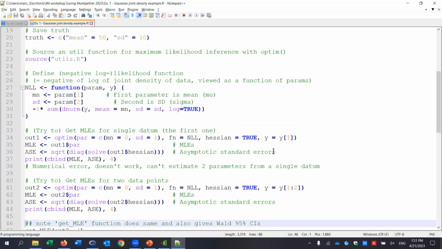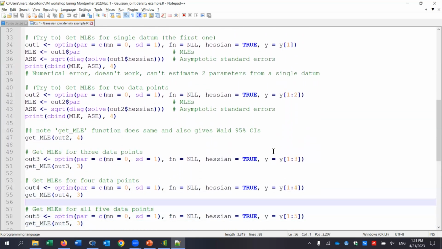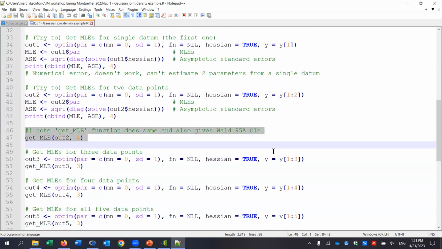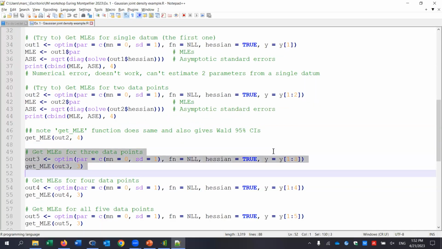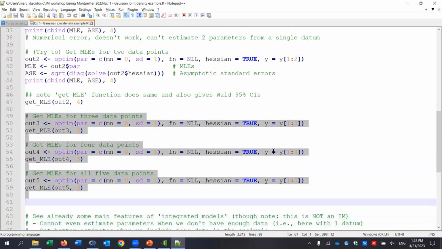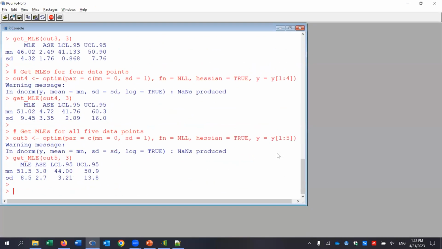Which is nice. Then we have this function here, which extracts the mean and the standard deviation and the standard error and the 95% Wald intervals from a fitted model object, an optimization object here with optim. So these are my estimates here. And then if I have more data points, then my estimates get better. So this would be for 3 data points, for 4 data points, 5 data points, for all 5 data points.